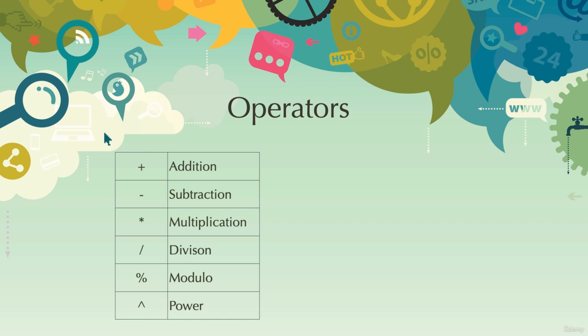Prometheus comes with a set of arithmetic operators that you can see on this screen, and in this lecture we want to learn about them. So as you see in this table, plus is for addition. For example, 2 plus 2 is equal to 4. Minus is for subtraction. Star is for multiplication. Forward slash is for division. Percentage is for the remainder of a division, and we also have the power sign. So let's see how they work.